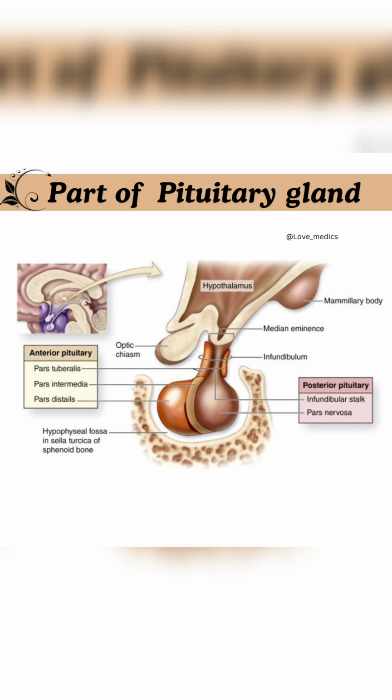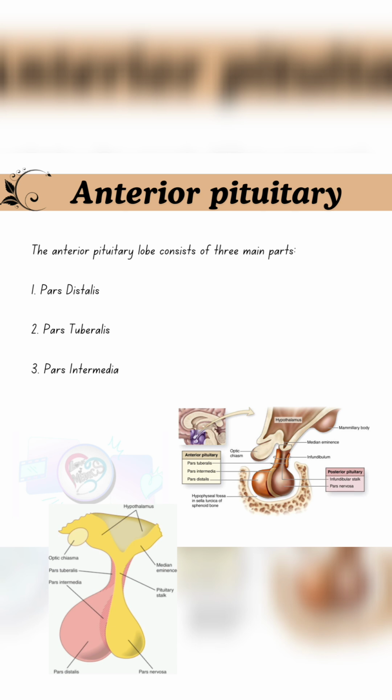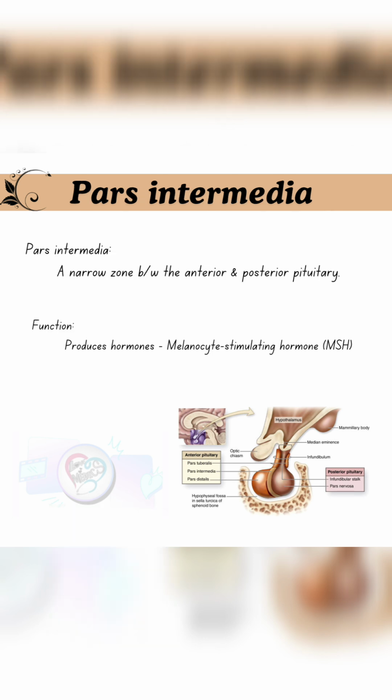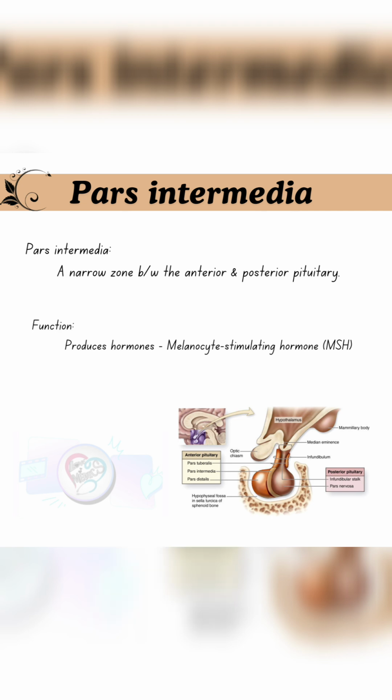The anterior pituitary lobe consists of three main parts. They are pars distalis, pars tuberalis, and pars intermedia. Pars intermedia is the narrow zone between the anterior and posterior pituitary lobe. The function of pars intermedia is to produce the hormone melanocyte stimulating hormone. This melanocyte stimulating hormone protects our skin from UV light and is the reason for the development of pigmentation.